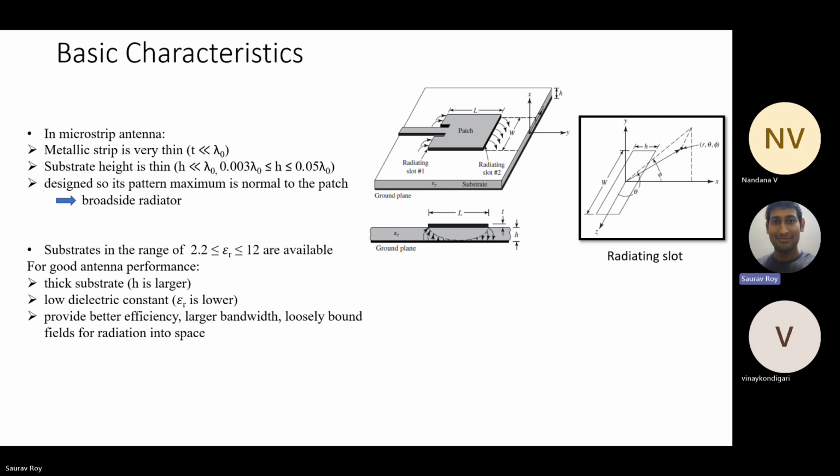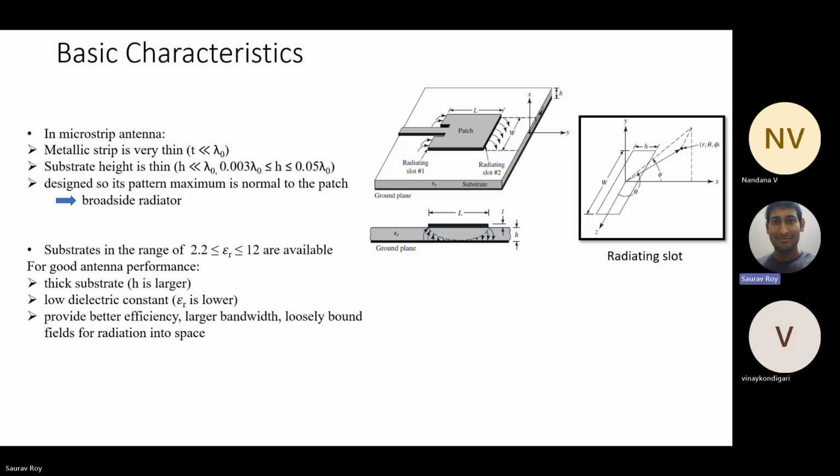The other characteristic is that the substrate height is also thin. Although it is not as thin as T, this H is also very thin. Generally, people take it around 0.003 lambda naught to 0.05 lambda naught. It depends on the substrate and the wavelength of operation. And how do we design it? It says to maximize the pattern normal to the patch antenna. That means generally you want a broadside radiator.